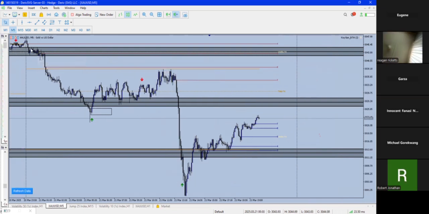value area high. We had this context that price had already traded into a higher key level. So there was a likelihood of a continuation, and then price shot to the downside.